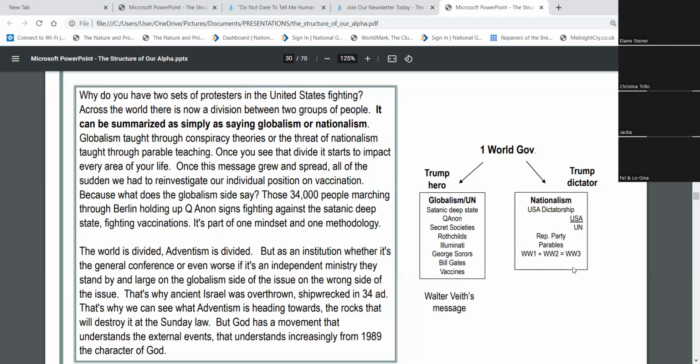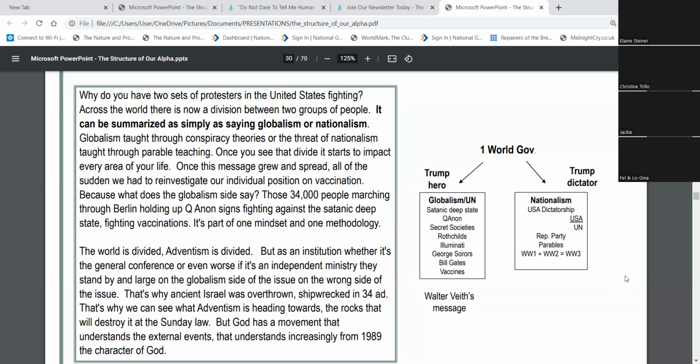Once you see that divide, it starts to impact every area of your life. Once this message grew and spread, all of a sudden we had to reinvestigate our individual position on vaccination. Because what does the globalism side say? Those 34,000 people marching through Berlin, holding up QAnon signs, fighting against a satanic deep state, fighting vaccinations, it's part of one mindset and one methodology.